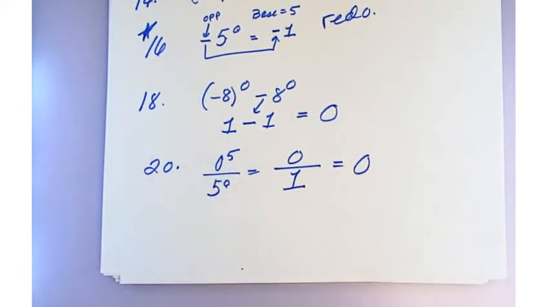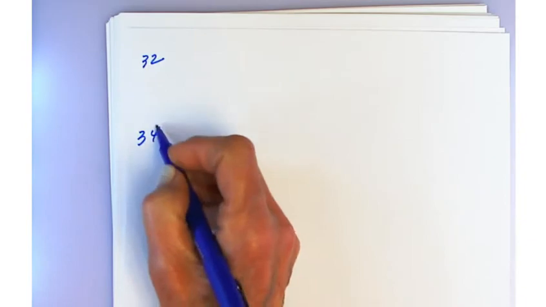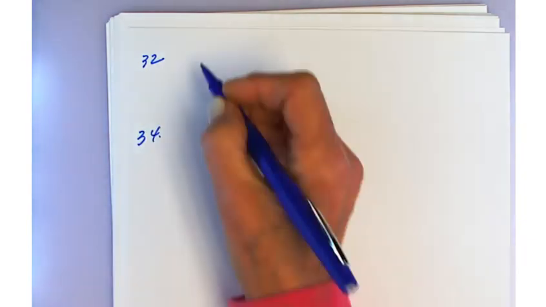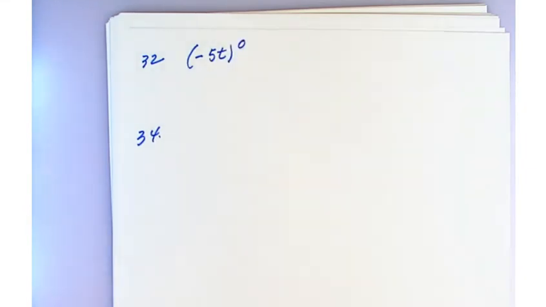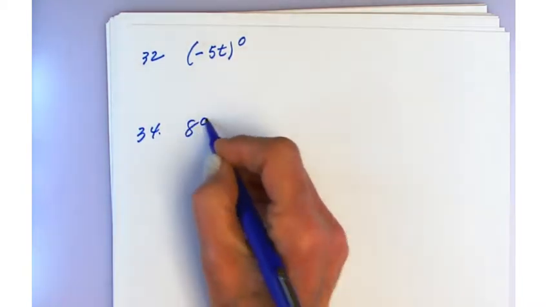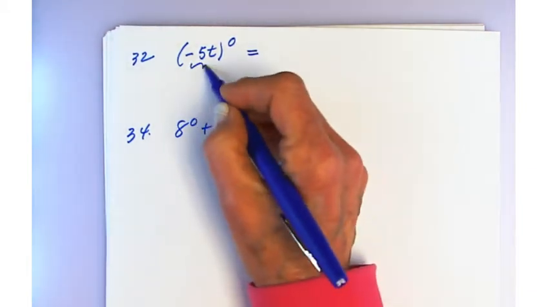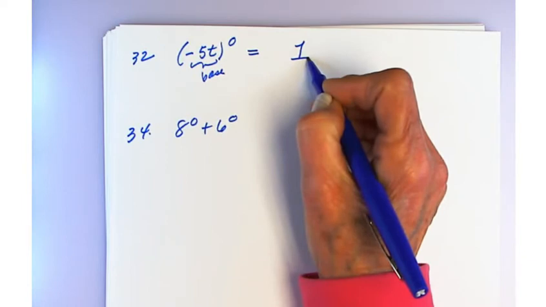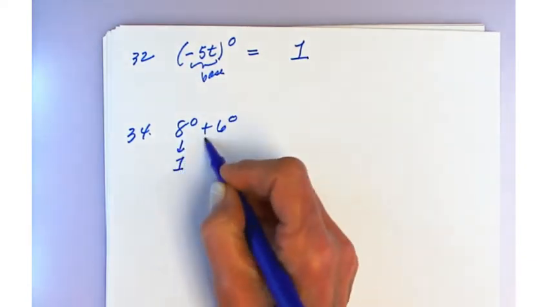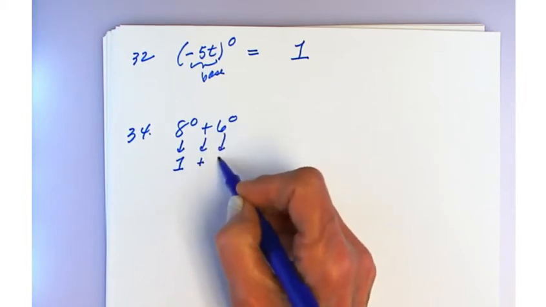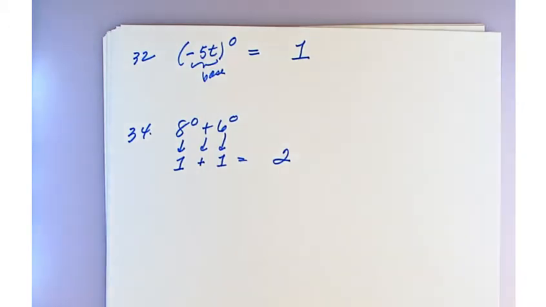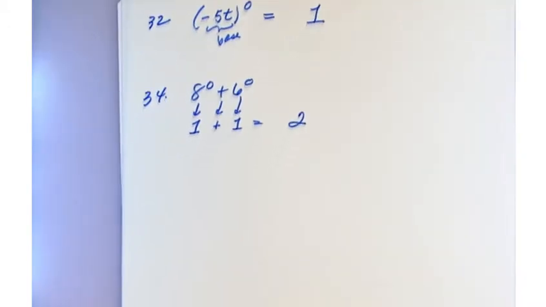Okay, hold on here. Let's look at 32 and 34. See what's going on. 32, minus 5t to the 0, and 34 is 8 to the 0 plus 6 to the 0. We really want you to know what anything to the 0 power is. Makes no difference what the base is. I'm going to get a 1. Here, 8 to the 0 is 1. Bring down your sign of addition. 6 to the 0 is 1. And my sum is equal to 2. So all of those are required. None of them had negative exponents in them.